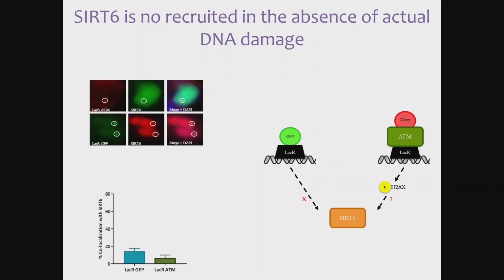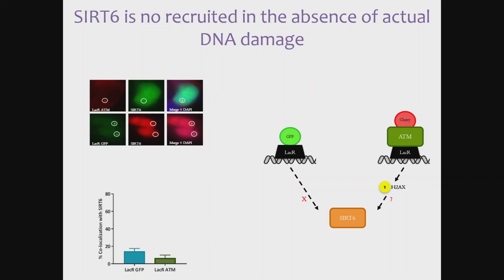So you can see here in the cell we have a single sequence with 256 repeats of LAC. So we have enough fluorescent molecules to see a big dot, like you see in here. And we measure if we have phosphorylation of H2AX. That is our main epigenetic modification signaling that we have DNA damage. So when we put ATM, we have phosphorylation of gamma H2AX, but SIR6 doesn't come.